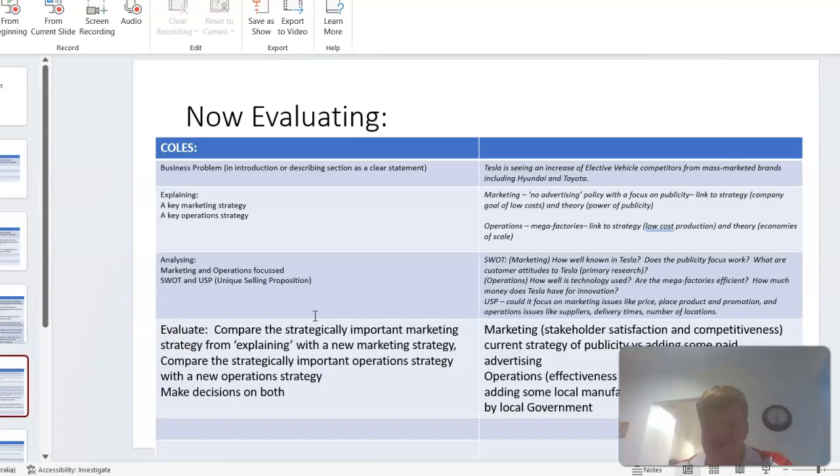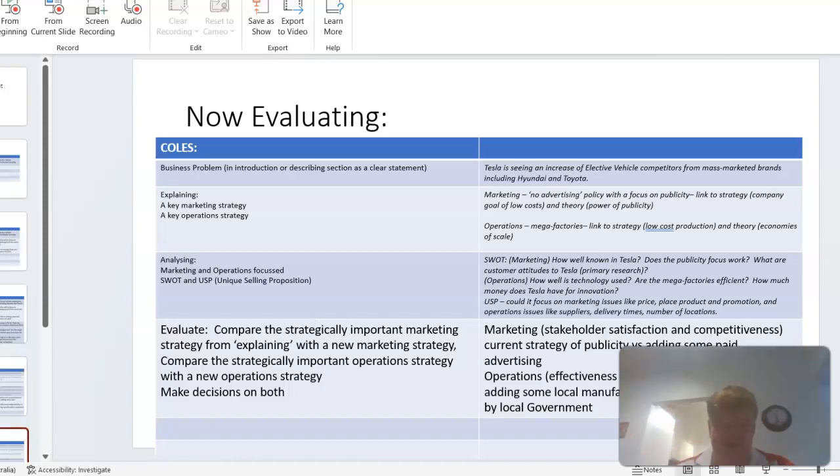And equally, operations, you might say, well, let's compare the mega factories now with adding some local manufacturing capacity. Often governments will subsidise local manufacturing. Maybe they should be thinking about doing that and compare those two. And at the end of each come to a decision. But remember, the decision isn't the recommendations.